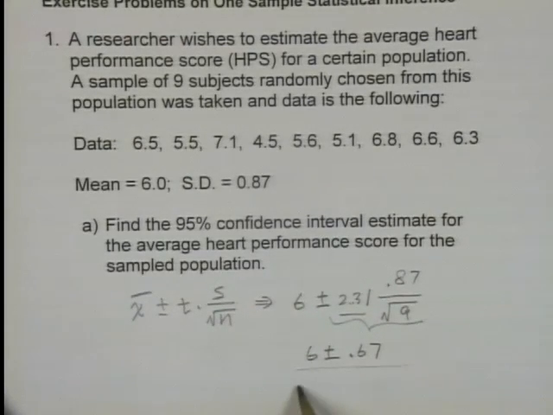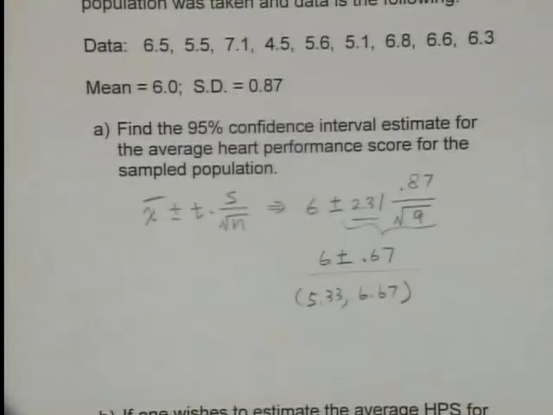Okay, you can convert it to 5.33 and 6.67 as the 2 endpoints. So you finish your problem. That's just very simple, right? Of course, this is a small sample situation, so there's one condition you need to check, right? What's the condition?